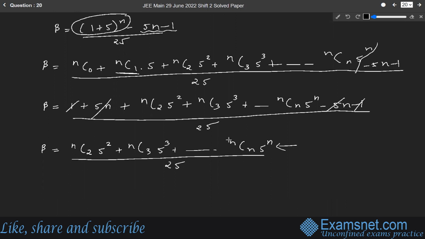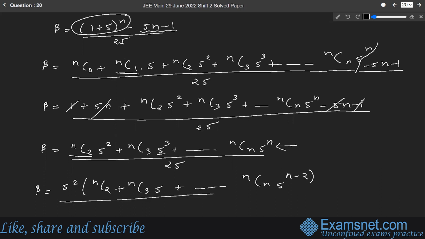Now you can see that in the numerator, the minimum value that we can take common is 5 square. So let us take 5 square common. When we take 5 square common, the remaining terms here will be nC2, plus nC3 into 5, because out of 5 cube, we have taken 5 square common. So remaining will be 5, plus so on up to nCn 5 power n minus 2. Why n minus 2? Because we have taken 5 power 2 common, right?